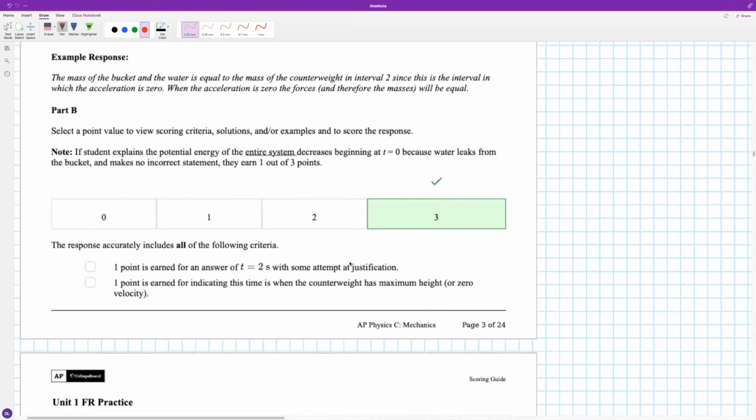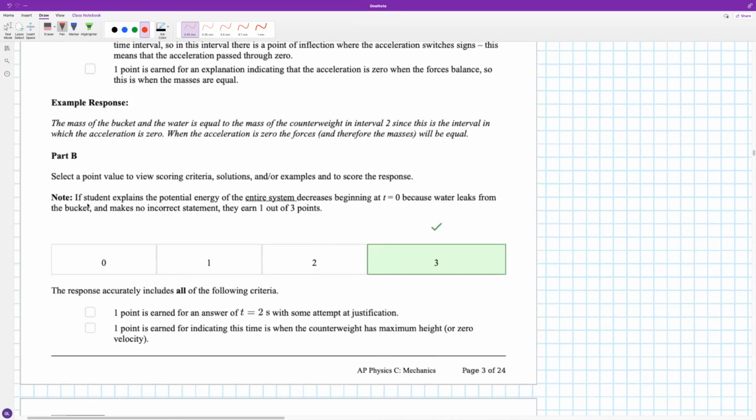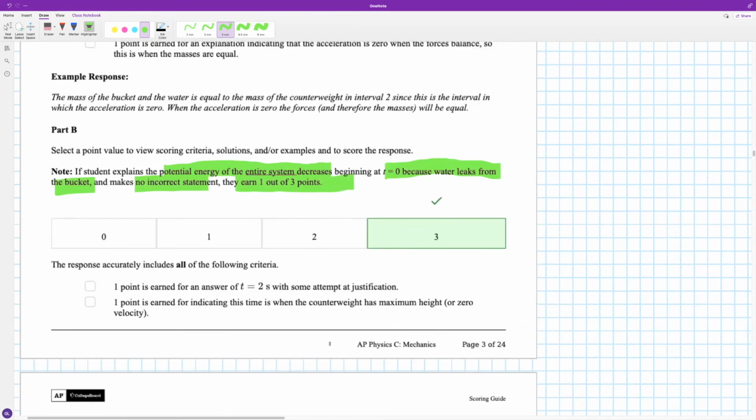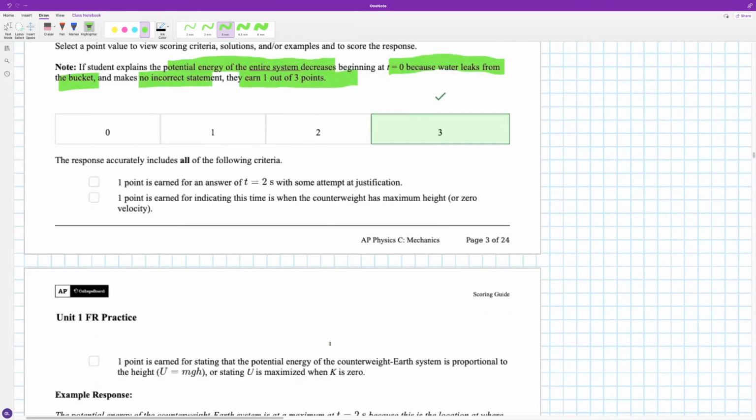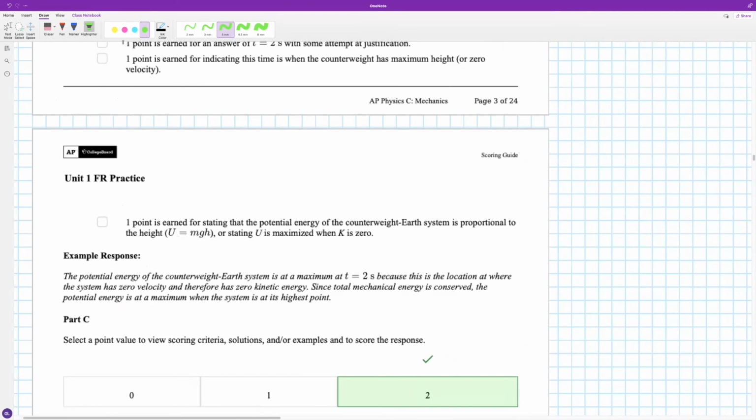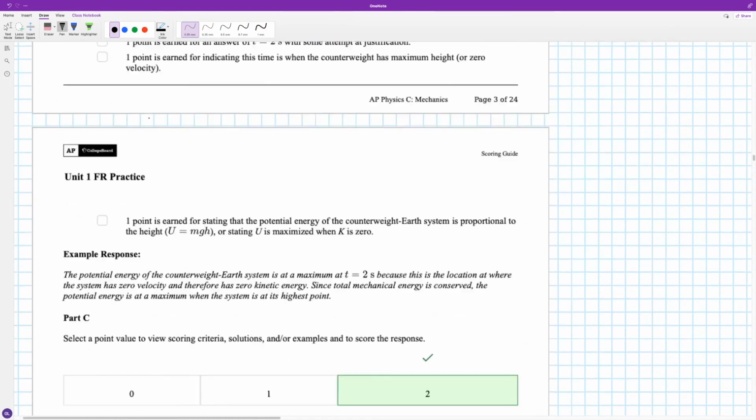Now here's something that they do say. Note that if the student explains the potential energy of the entire system decreases beginning at time equals 0 because the water leaks from the bucket and makes no incorrect statement, they earn 1 out of 3 points. So they're recognizing that on some level, this is a correct analysis, but it's not the complete or best analysis they're looking for, because to get full credit, we have to be saying what they're saying over here. At the end of the day, I kind of don't agree with that, but they're the College Board, right? They definitely know more than I do here when it comes to this scenario. So be careful, but at least these are some of the thoughts I had.